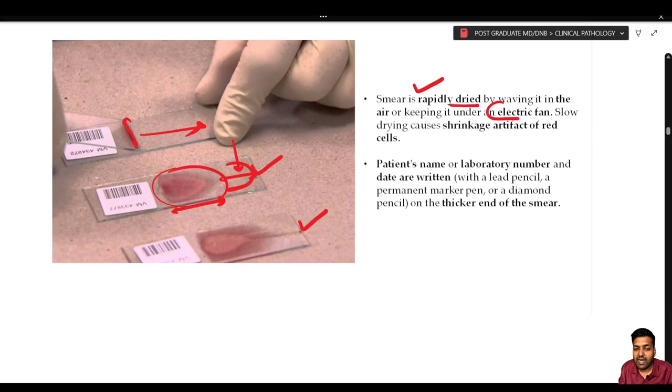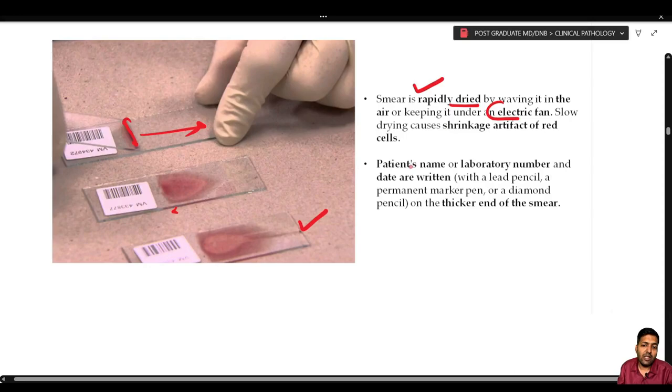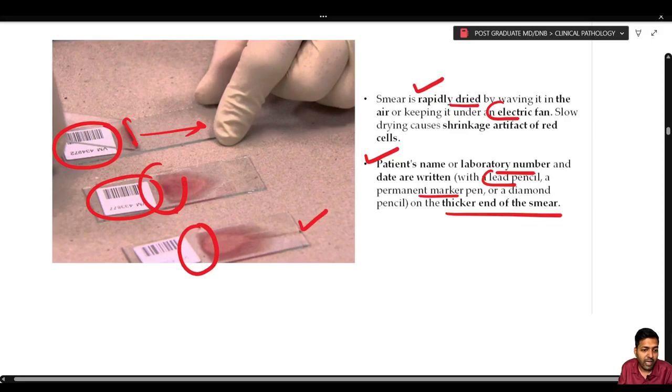Not only that, now the patient's name or the laboratory number and date are written. You can see over here that barcoding has been done for individual slides. In our country, you can just give a particular number with a lead pencil, a permanent marker pen or a diamond pencil on the thicker end of the smear, and always the marking is done at this particular end, okay. Why is it done at this particular end?